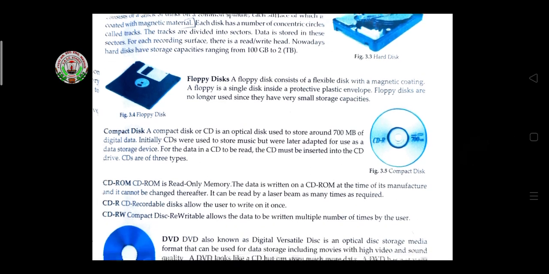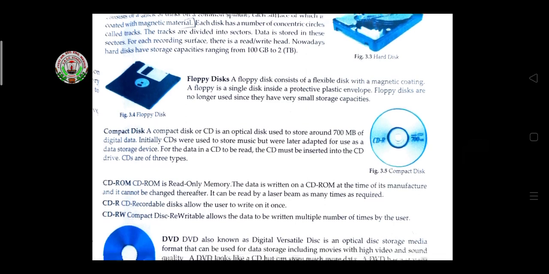First, a CD stores around 700 MB of digital data, and firstly we used CDs for storing music, and after that they were used to store data also. Then this CD can be read when it is inserted in a CD drive. So in your desktop or your laptop, we first have to have a CD drive. With the help of that CD drive, we can access the CD in our PC or in our laptop.